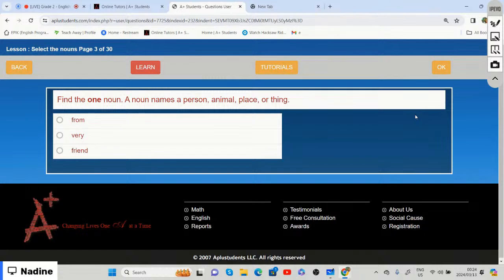All right, thank you. We need to find another noun. And remember, a noun either names a person, a place, an animal, or a thing. Is it from, very, or friend? We need to select the noun.